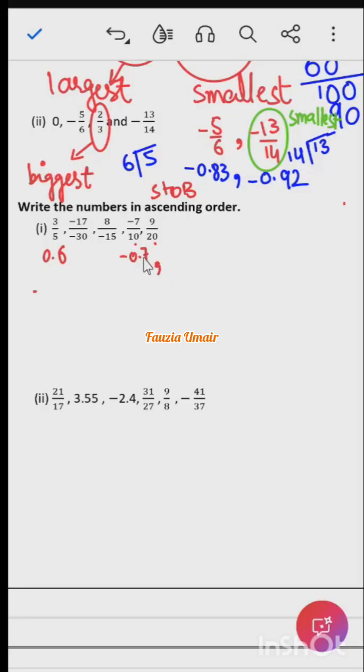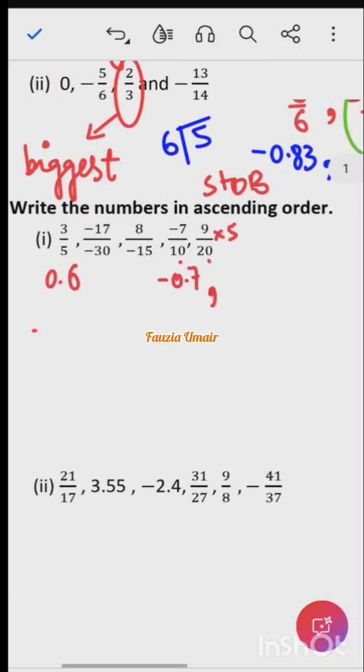Now just look at this number, 9 by 20. We don't need to divide this either, because we can just multiply it with 5. If we multiply this number with 5, the denominator becomes 100. So this is 45 by 100. So what will be the decimal form? 0.45. Okay? So now we are left with these two, 17 by 30 and 8 by minus 15.